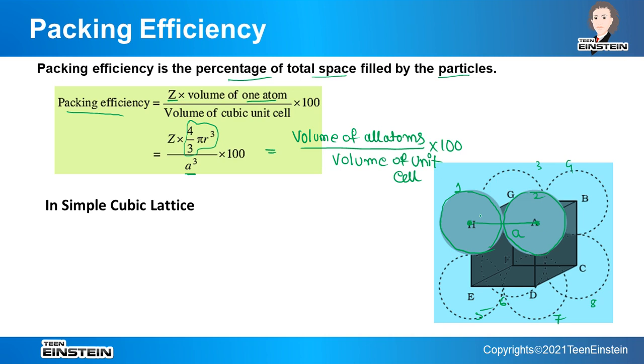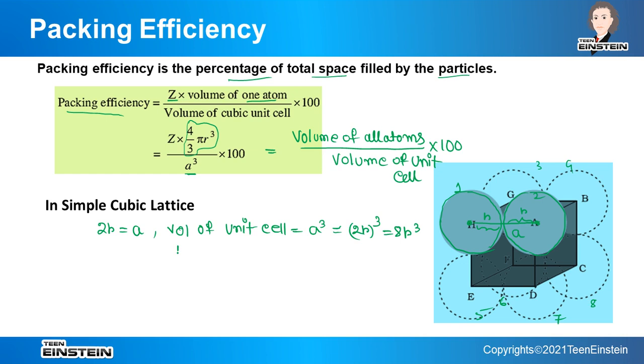Now this distance is also 2r, because if the radius of one atom is r, this is one radius, and this is another radius, also r. So now we can write that 2r is equal to a. Sorry, 2r is equal to a, not cube. Okay, so the volume of the unit cell is a cube, which means it is 2r cube, or 8r cube.